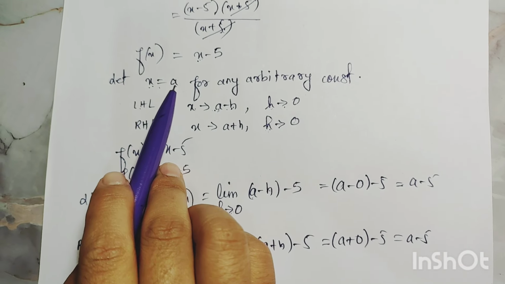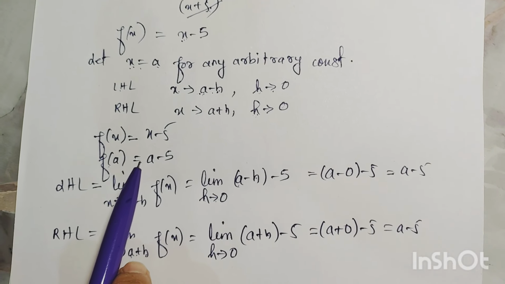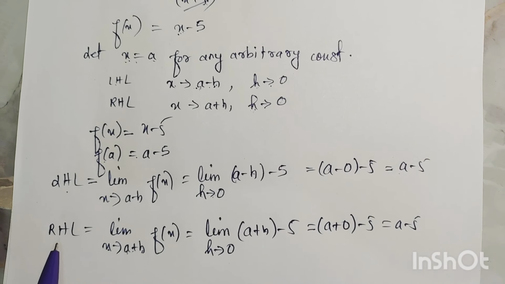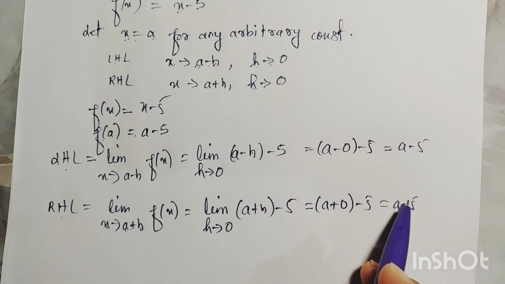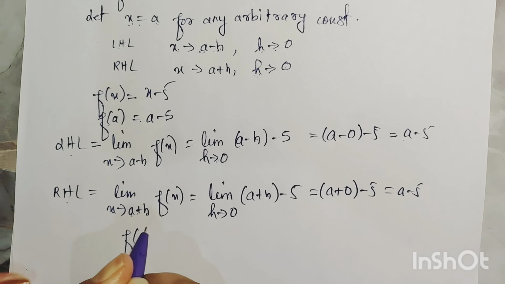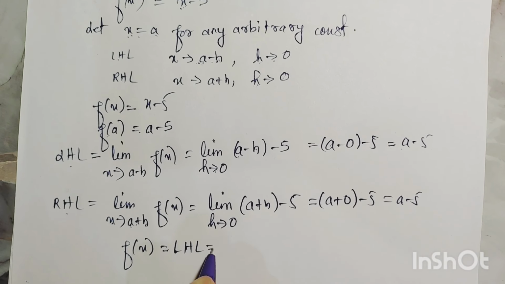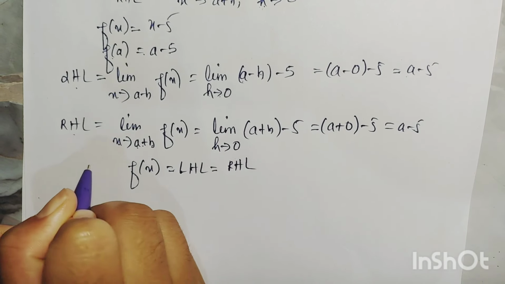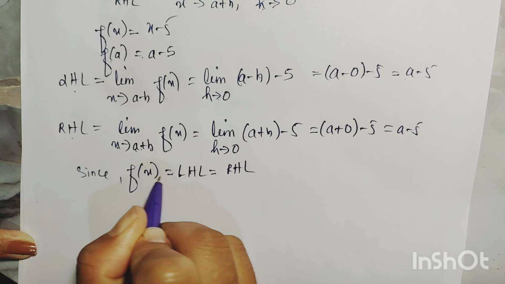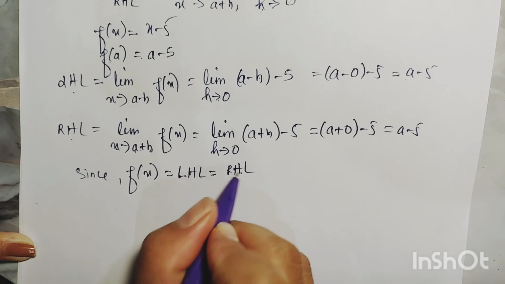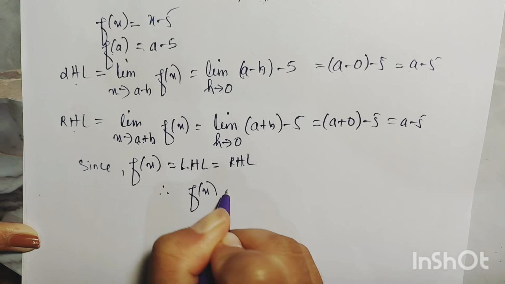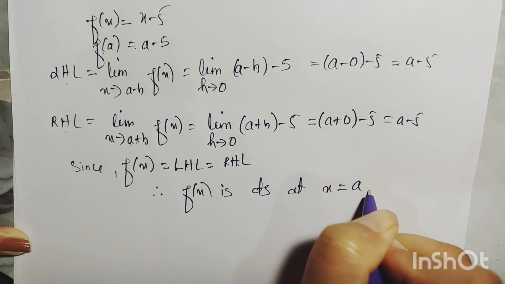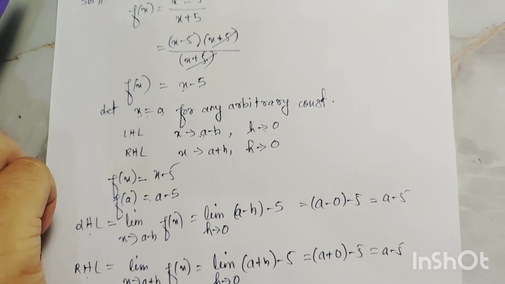So f of a equals a minus 5, the left hand limit equals a minus 5, and the right hand limit equals a minus 5. That means f of x equals the left hand limit equals the right hand limit. Since f of x equals the left hand limit equals the right hand limit, therefore the function is continuous at x equals a.